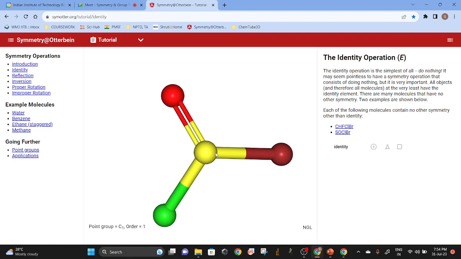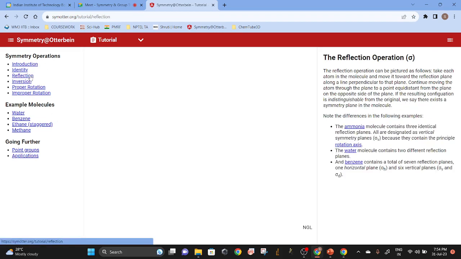and there is no axis also possible now. You can simply rotate it by 360 degrees. That is only the C1 axis or the identity element. C1 axis is same as the identity element. Okay, so this was identity. Now let's say reflection.